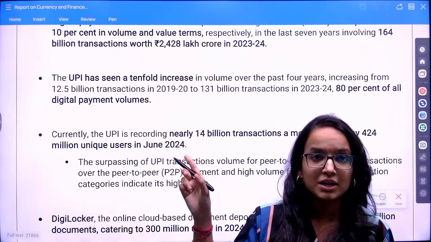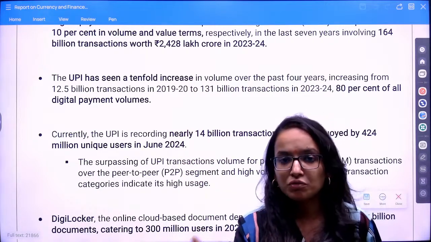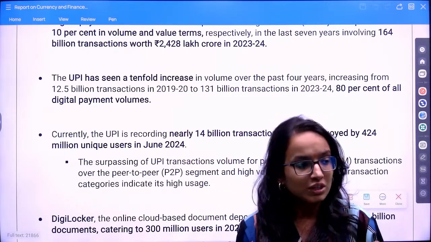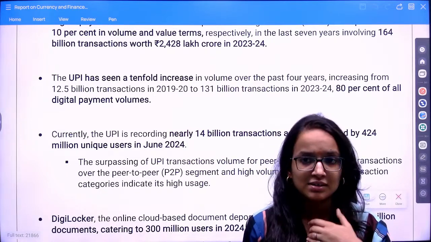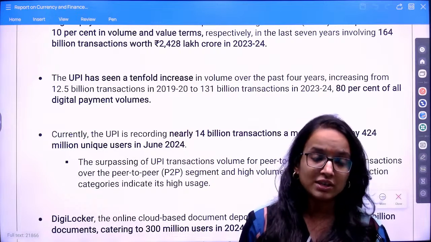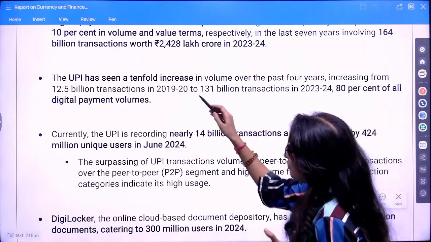If you remember the RBI annual report classes, we are using UPI even for transactions of 10 to 20 rupees, right? So even such much smaller transactions we are using UPI for. So UPI has been a great success for India. Also, UPI is now being adopted by other countries. So UPI has seen a 10-fold increase.